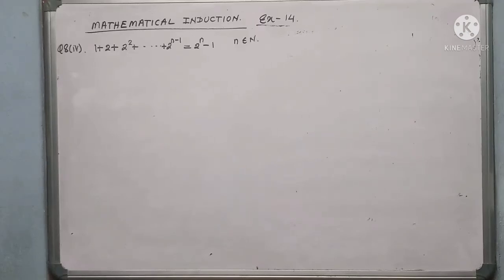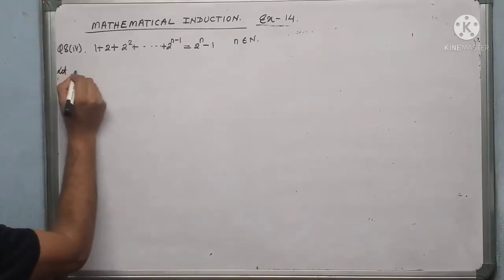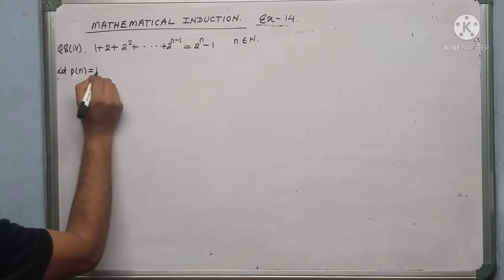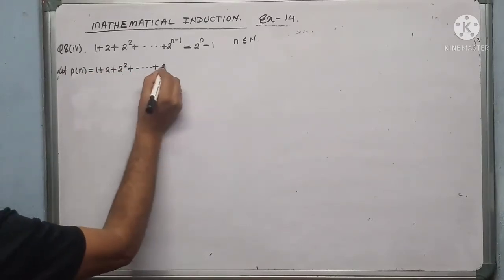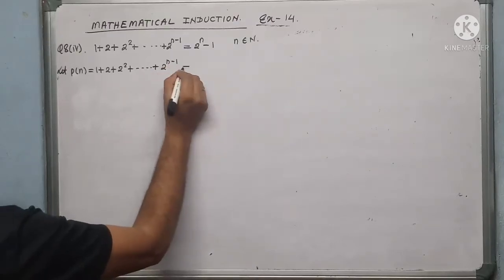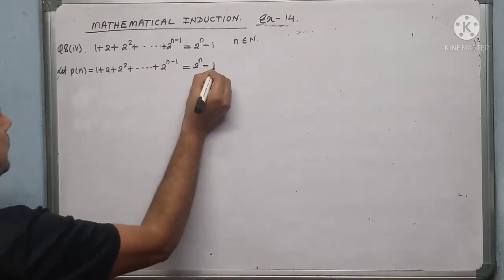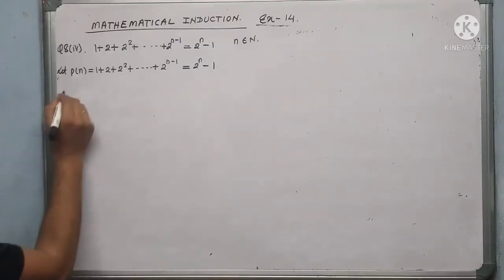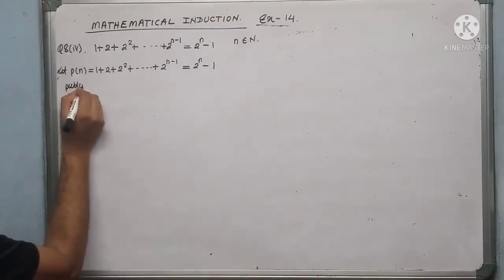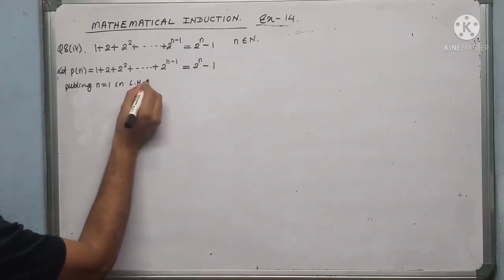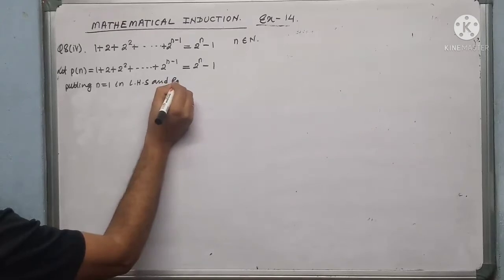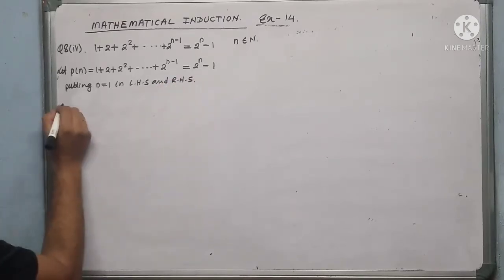Now another question, question number 8.4. I'll do this question also by the same method. Let Pn be 1 plus 2 plus 2 square plus dot dot up to 2 to the power n minus 1 is equal to 2 to the power n minus 1, n belongs to natural numbers. Putting n is equal to 1 in the left hand side and right hand side.